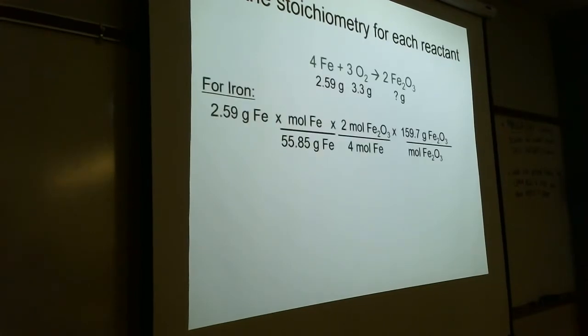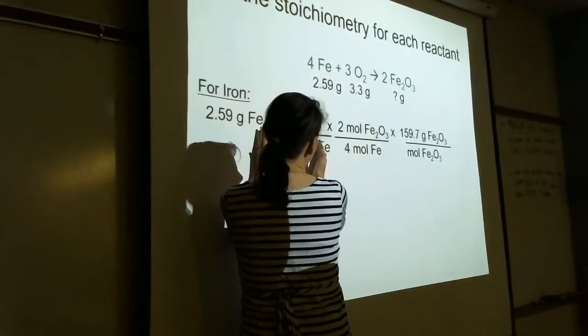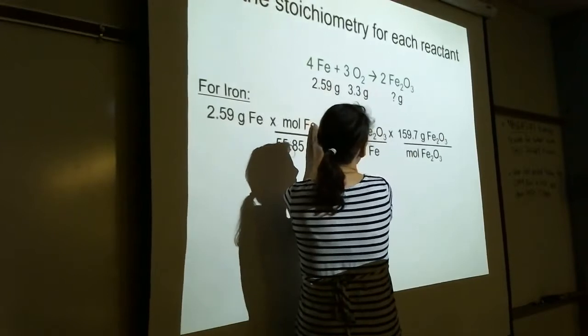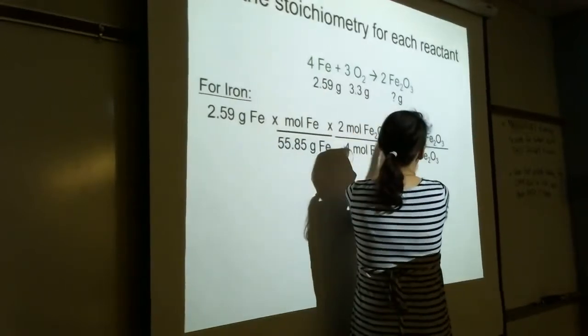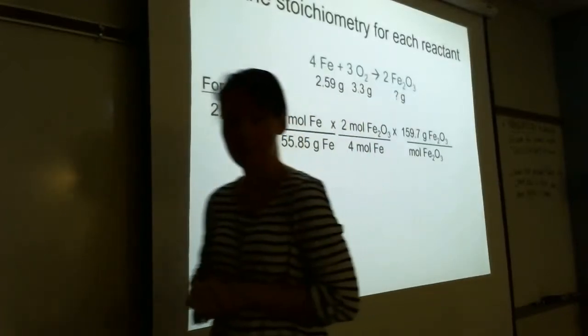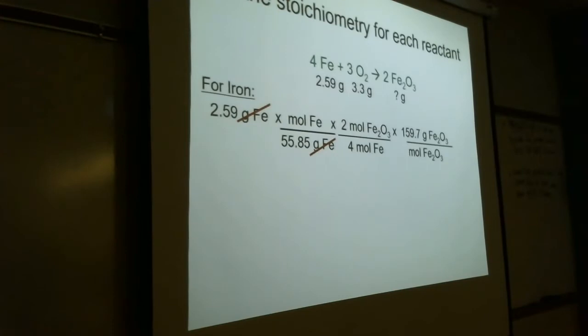All right, so let's do it. There's the stoichiometry for iron. Now, I did it as one big calculation to save space on my slide. If you don't like doing it as one big calculation, please do it as three, okay? So if you're doing it as three, you convert grams to moles, you take that number, you multiply by the mole ratio, which is 4 to 2. Take that number, you convert moles to grams, right? That's just the molar mass of this. Okay, so that's what it would look like if you did it all as one calculation.